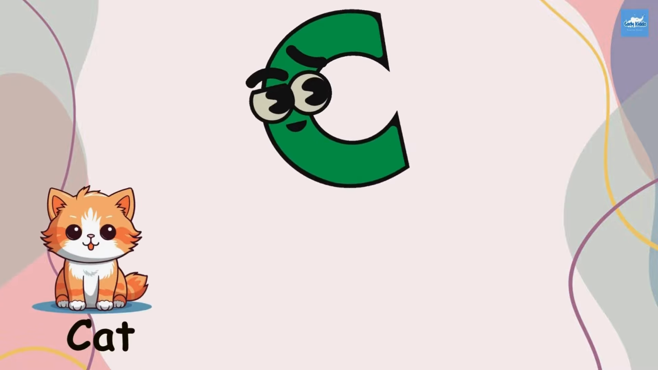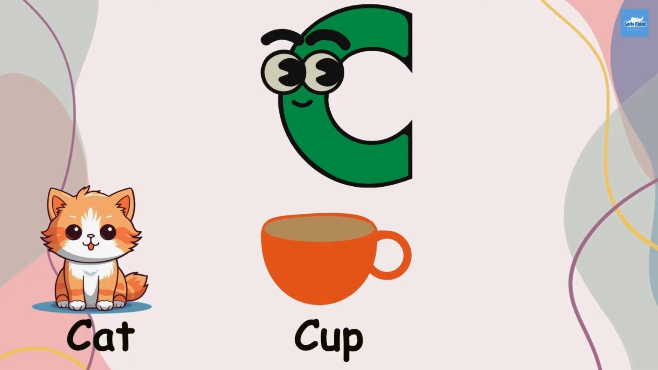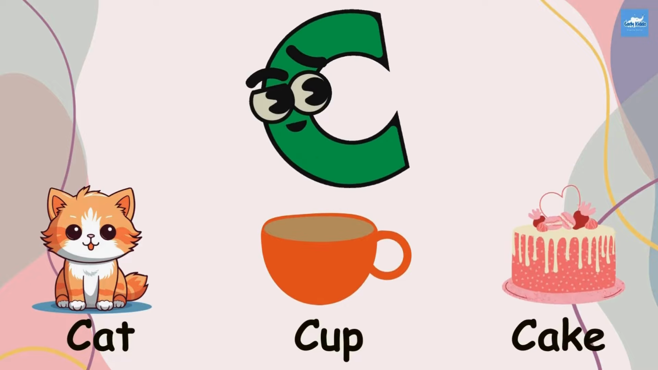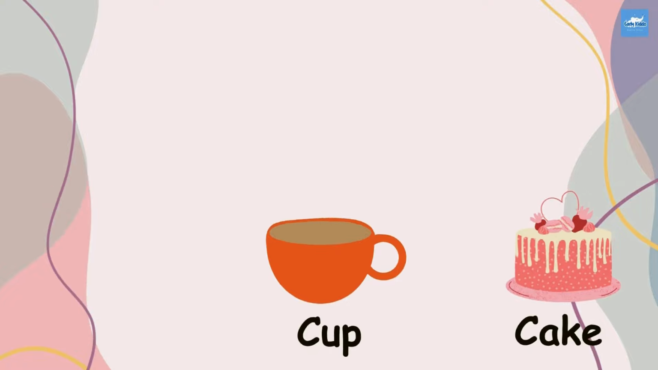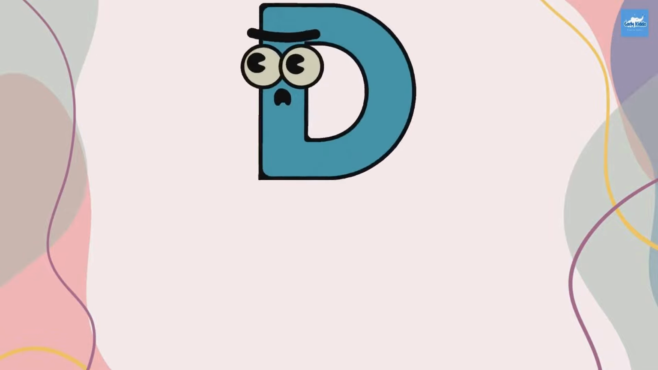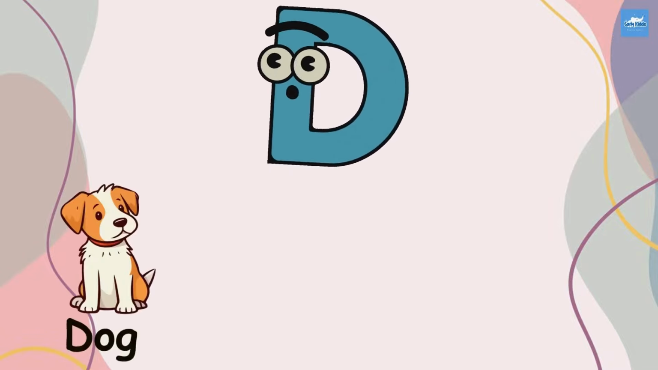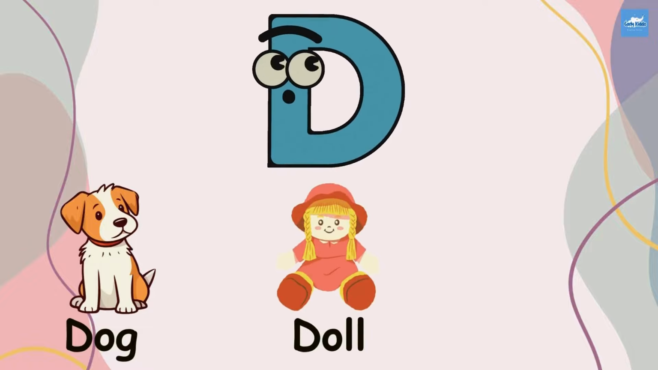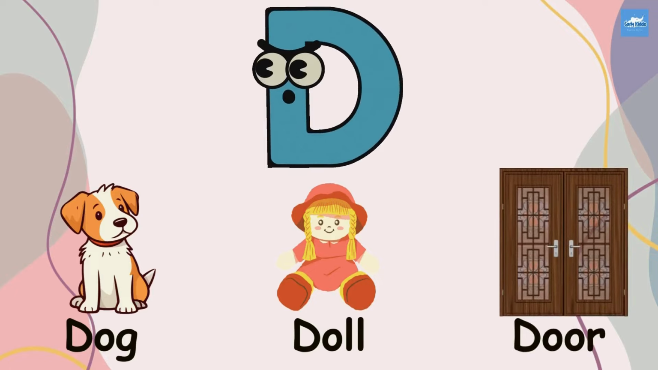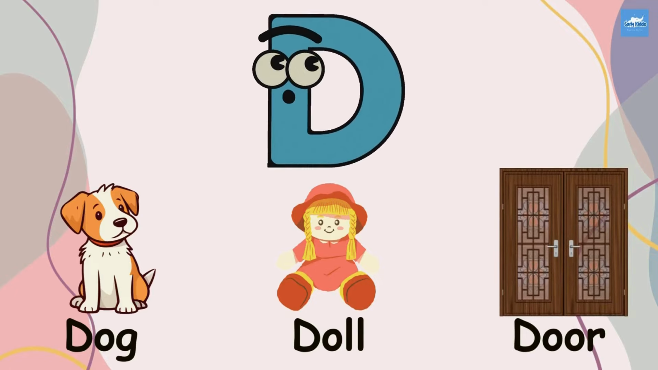Letter C. C for cat. C for cup. C for cake. C says ka, ka, ka. Letter D. D for dog. D for doll. D for door. D says da, da, da.